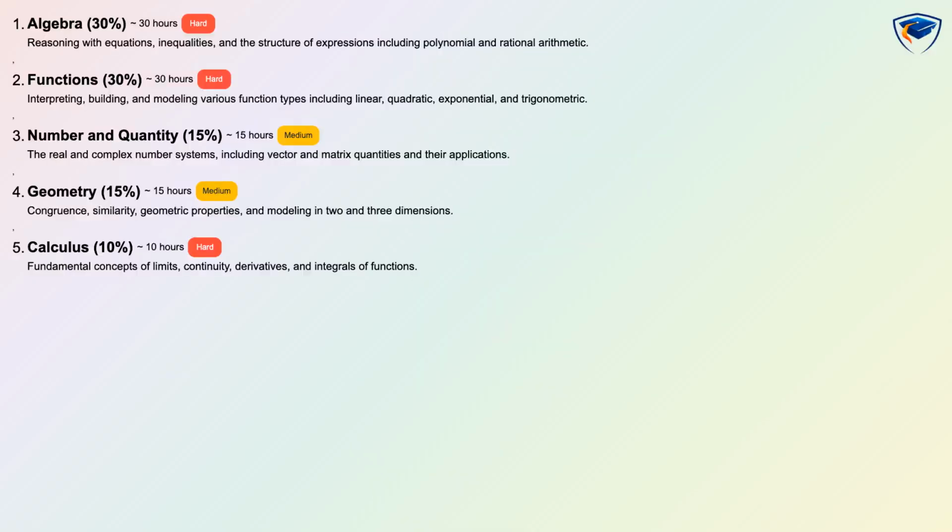The PPST Math section is divided into 5 domains with exact weights: Algebra 30%, Functions 30%, Number and Quantity 15%, Geometry 15%, and Calculus 10%. Each domain is assessed with conceptual and scenario-based questions and has a listed difficulty and estimated learning time. Altogether the recommended study time sums to 100 hours based on the domain estimates provided.